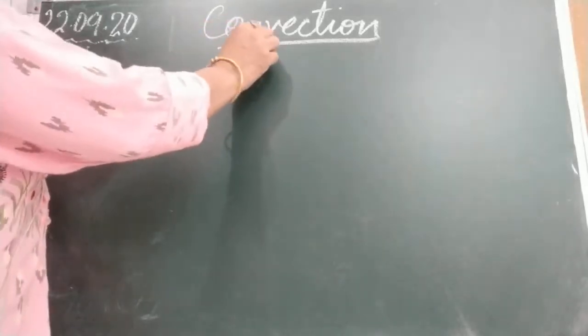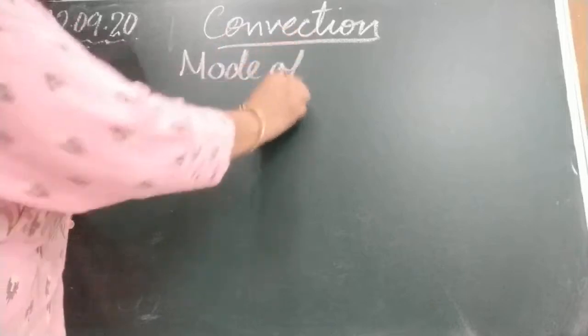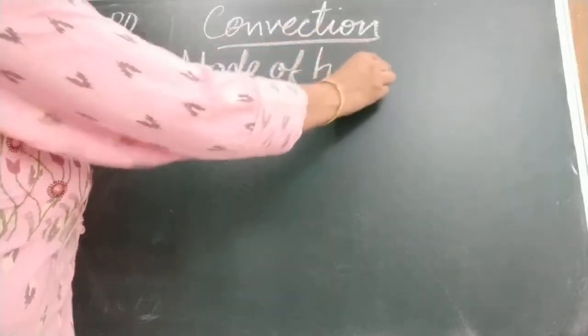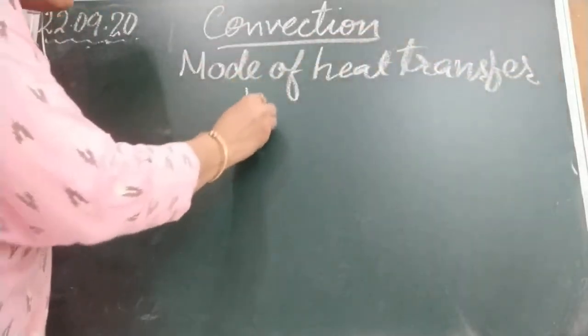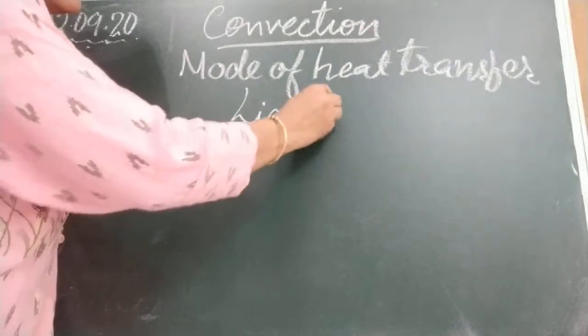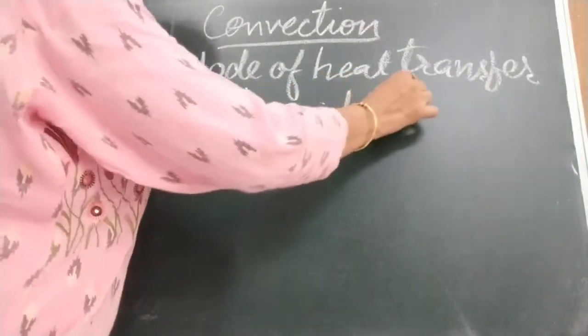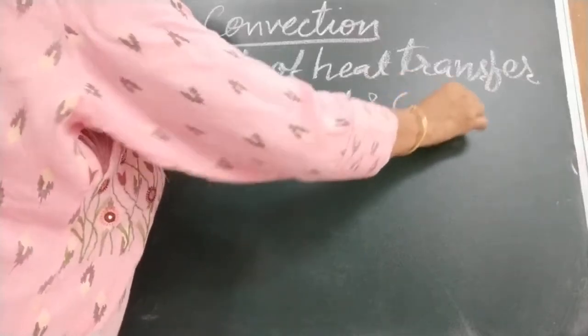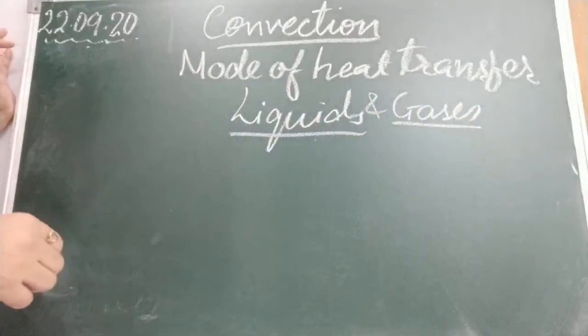Now convection of heat, come to the convection of heat. This mode of heat transfer takes place in liquids. Liquids means that flow, or we say fluids. Liquids and gases, fluids also. Okay, so in fluid what comes? Liquids and gases.